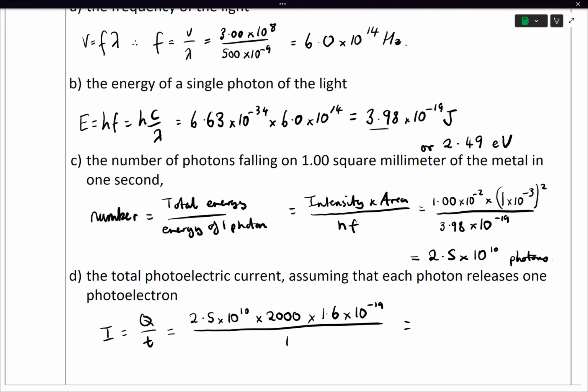So that gives me a value of the current of 8.04 times 10 to the minus 6 amps, or we could write 8.0, I think probably 2 significant figures based on what we've done, microamps.